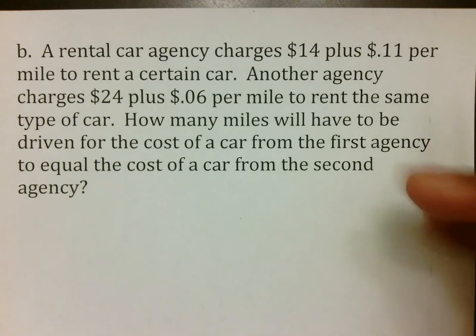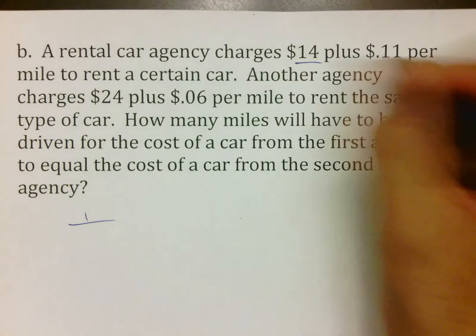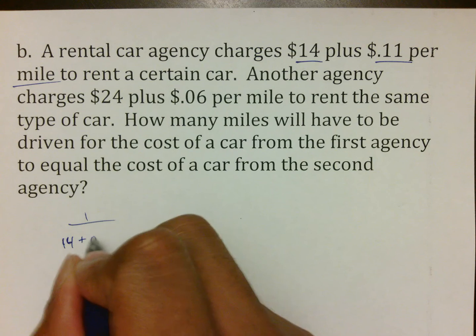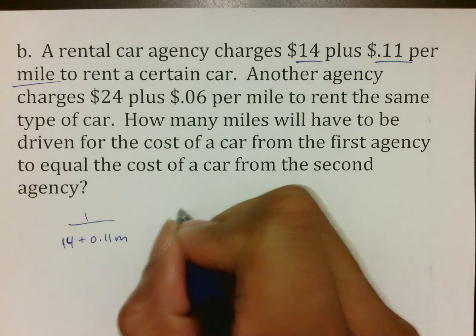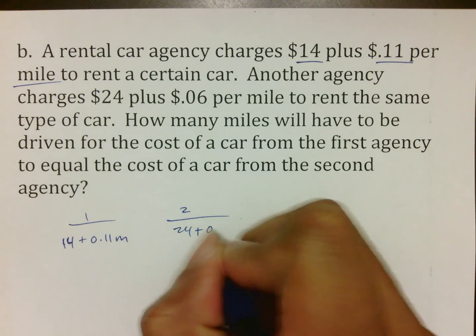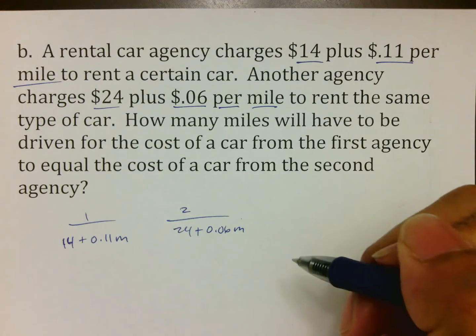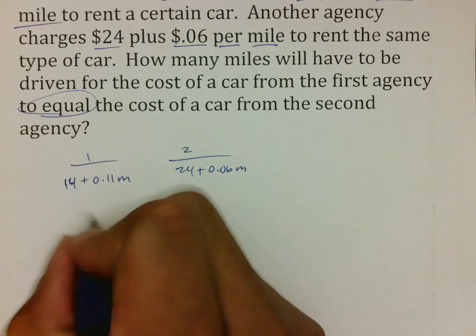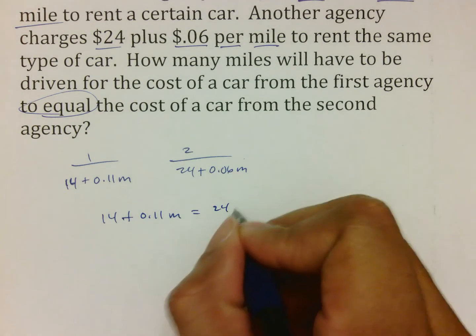Again, B, rental car agency charges $14 plus 11 cents per mile for one car. Another one's $24 plus 6 cents per mile. So again, take company 1, which is 14 plus 0.11 M. Again, $14 plus 11 cents per mile, which means times M. Company 2 is $24 plus 0.06 M. Again, 24 plus that per mile, which is 0.06 times M. And we want these two companies to equal each other. So again, we do 14 plus that equals 24 plus the other part.